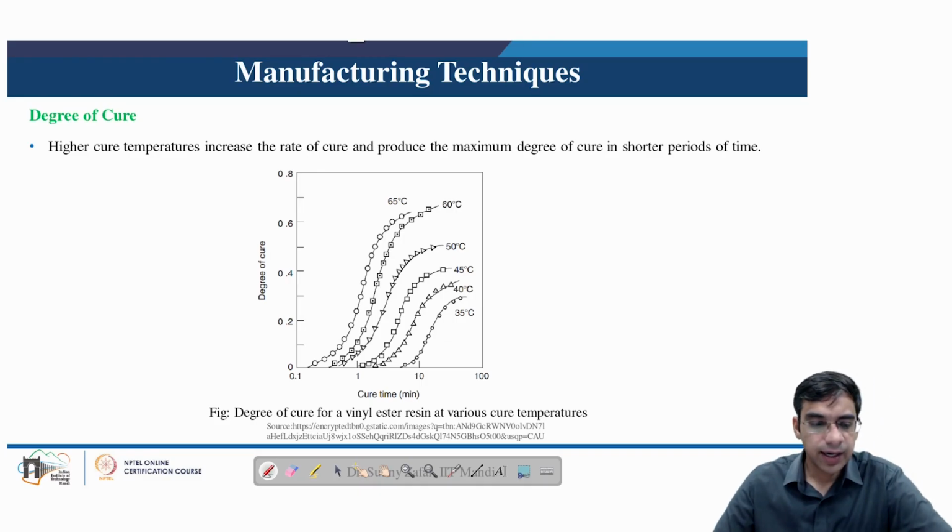Here we can see that a higher cure temperature increases the rate of cure and produces the maximum degree of cure in a shorter period of time. This means that if we elevate the temperature, the degree of cure can be achieved much faster. All the manufacturing processes utilize heat in some form to provide this, and thereby by increasing the temperature we can improve the degree of cure, as increased temperature will reduce the cure cycle in the composite manufacturing process.